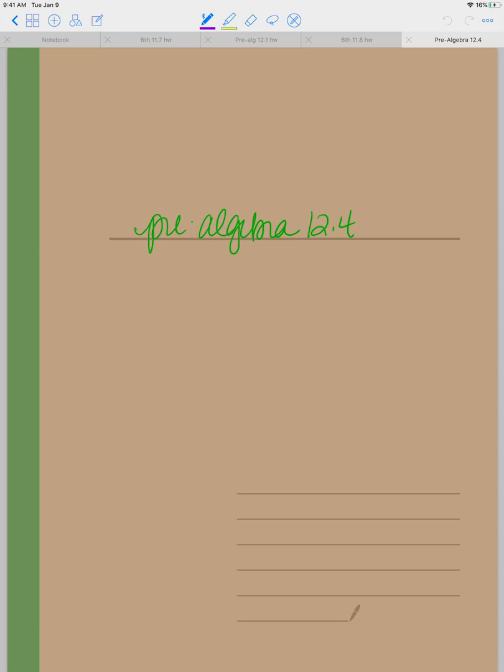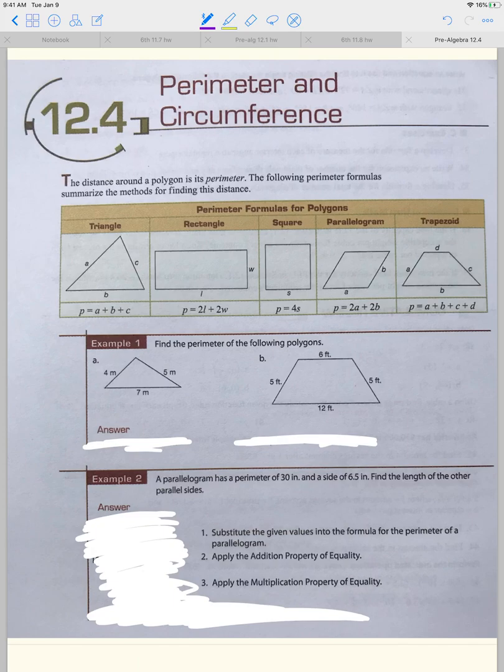All right, pre-algebra, moving along in our study of geometry into 12.4, which is on perimeter and circumference. The distance around a polygon is its perimeter. The following perimeter formulas summarize the methods for finding the distance. What you'll notice is that in all of the formulas, we're just adding up all of the sides. There's just a couple tricks.